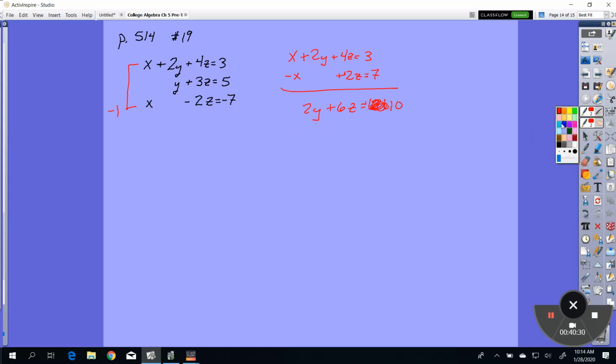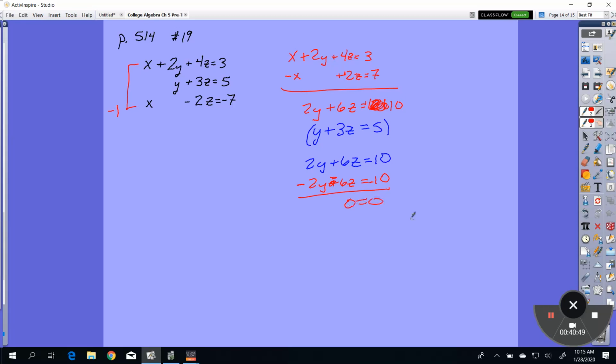So now I have this equation from the middle. If I multiply it by 2, I get 2y plus 6z equals 10, which is exactly the same as the one on top. So if I multiply this all by a negative and combine them, everything goes away and I get 0 equals 0, which means there are infinitely many solutions. If you get that far, you'll get full credit. If you want to try to get some extra credit, here's how you do that.